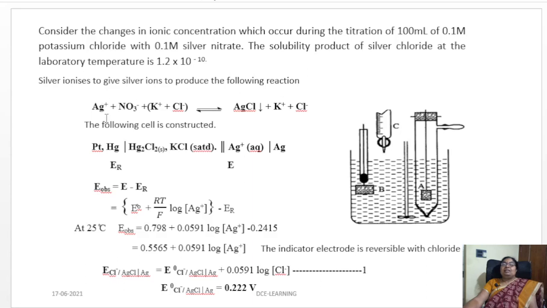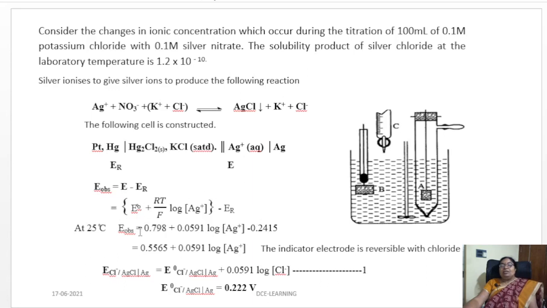So we already know that it is a precipitation reaction. Silver nitrate reacts with KCl, so AgCl is formed as a precipitate. If you construct the cell, it has a calomel electrode and a silver electrode. We observe the EMF of this cell, E minus E_R. E is the potential developed at the silver electrode, and minus the reference electrode potential. So we use the Nernst relationship, and write down minus E_R.